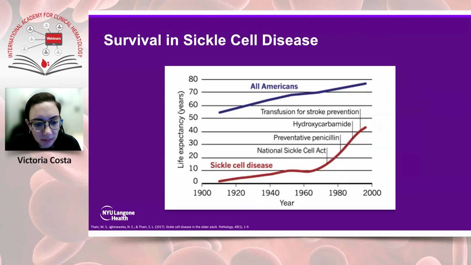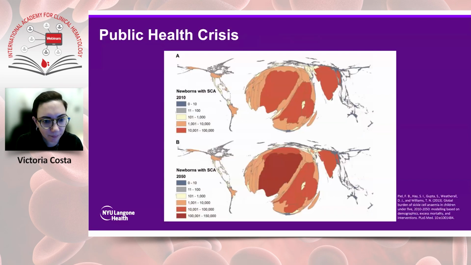Survival in sickle cell disease. So with advancements, there has been improvement in survival. However, despite that, survival still does lag behind, about 20 years or so behind those without sickle cell disease. And really truly does represent a public health crisis sort of worldwide. These are the projected estimates of newborns with sickle cell disease by 2050. And so the numbers will just keep going up.